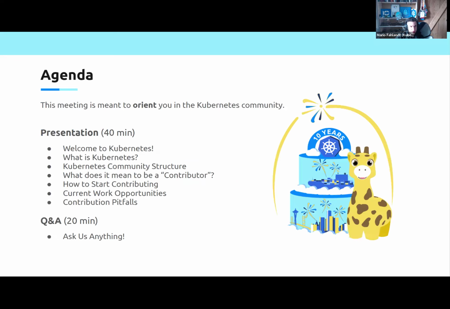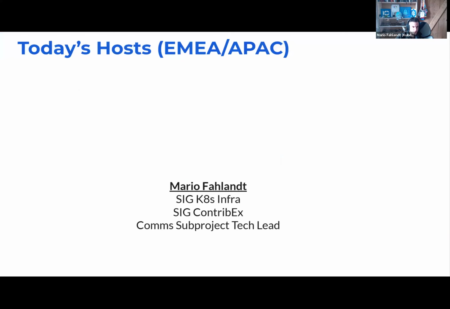The purpose of this meeting is to orient you in the Kubernetes community. That means giving you a sense of how the community works and what your part is or what your part could be. We will start off with a presentation to convey information about the community. Then we will have a Q&A section where you're welcome to ask any questions you would like to have. Hearing questions that you ask can also benefit anyone that is watching this recording.